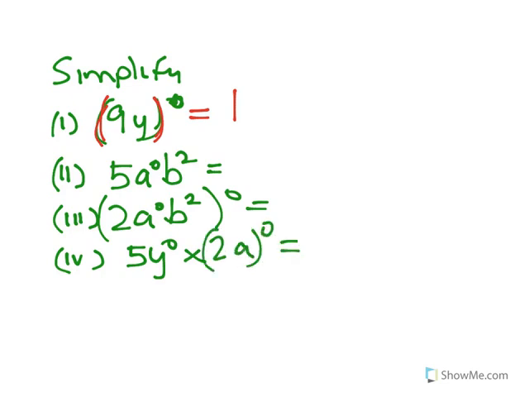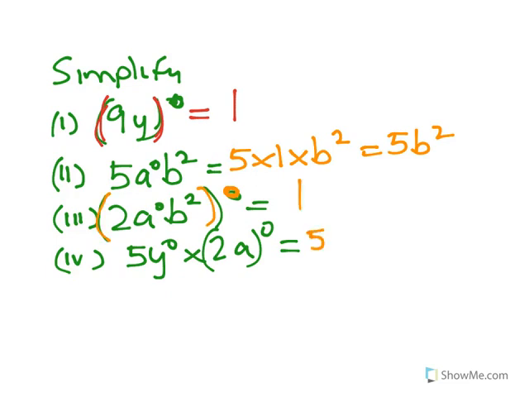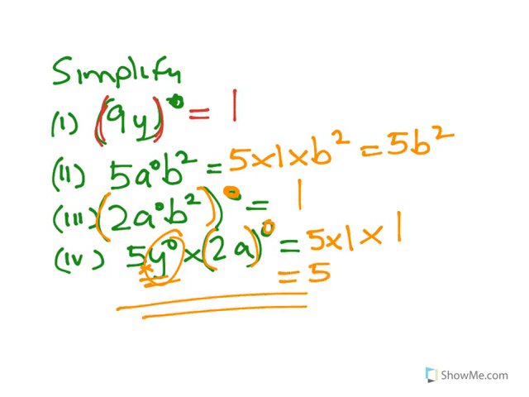Okay, let's think about these. So 5a to the 0 b squared would be 5 times 1 times b squared, which is just 5b squared. This one here, this 0 is containing everything inside, so it's just going to be 1. This is 5, then times 1, because that's what y to the 0 is, times, now the whole thing is to the 0, so that's 1. So the answer there would be 5. Okay, that's just the 0 index.